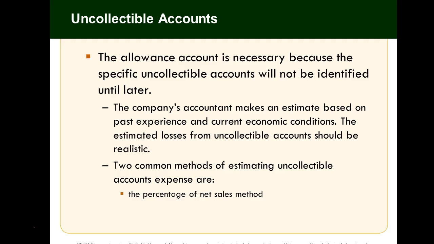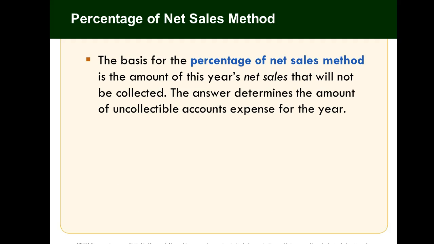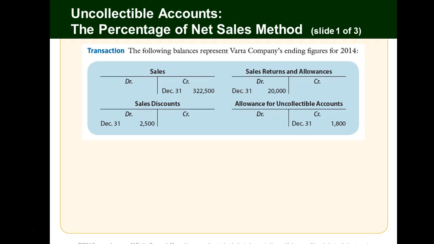So we're going to look at doing the percent of net sales method and the accounts receivable aging method. So this percent of net sales method is the amount of this year's net sales that aren't going to get collected. The answer determines the amount of uncollectible accounts expense for the year. So as you see here, the following balances represent Varda Company's ending figures for the end of the year. They show that the sales are $322,500.